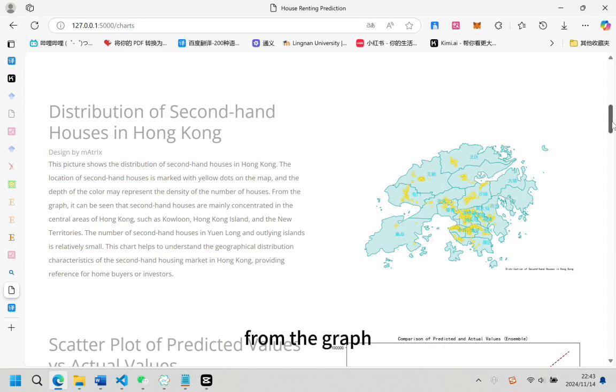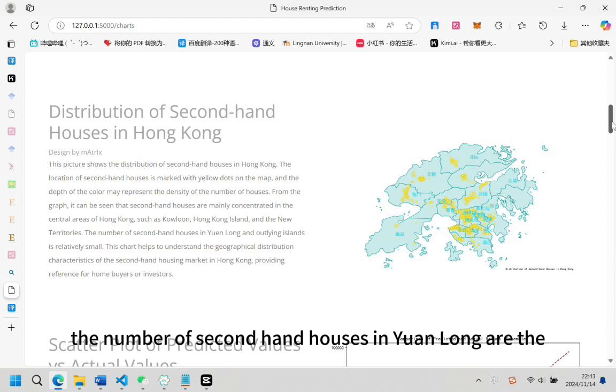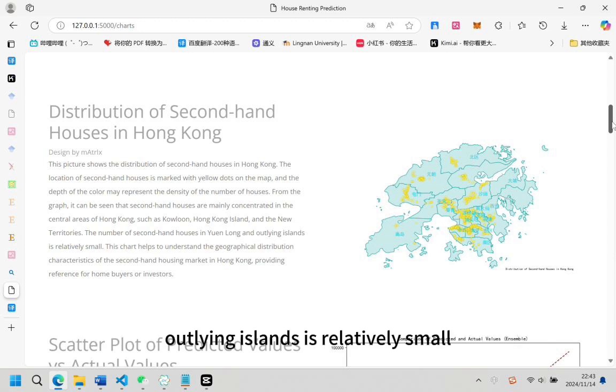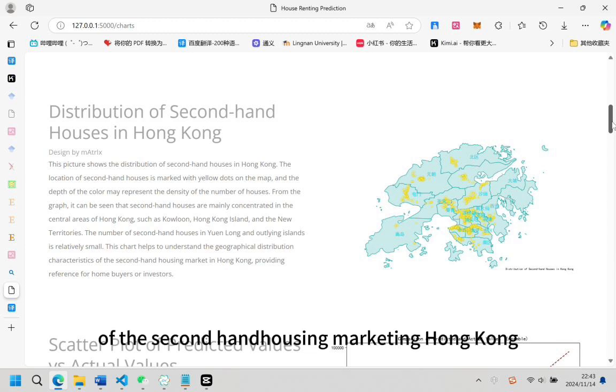From the graph, it can be seen that second-hand houses are mainly concentrated in the central areas of Hong Kong, such as Kowloon, Hong Kong Island, and the New Territories. The number of second-hand houses in Yuen Long and the outlying islands is relatively small. This chart helps to understand the geographical distribution characteristics of the second-hand housing market in Hong Kong, providing reference for tenants.